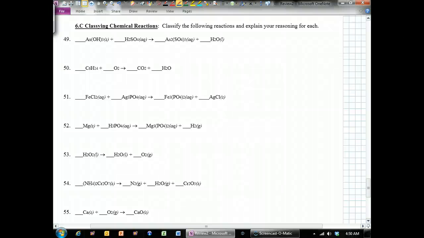Let's start out by defining the categories of chemical reactions. The six that I want you to know are combustion reactions, and be able to identify them, and also synthesis or combination reactions, and decomposition, breaking down.